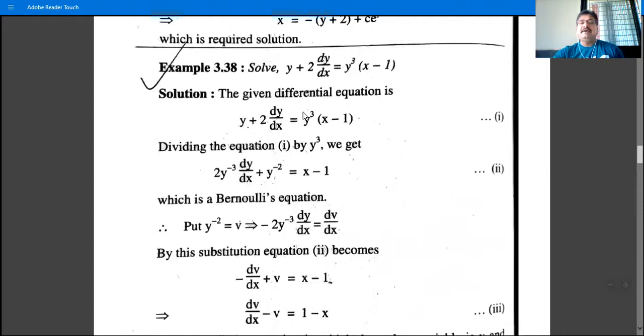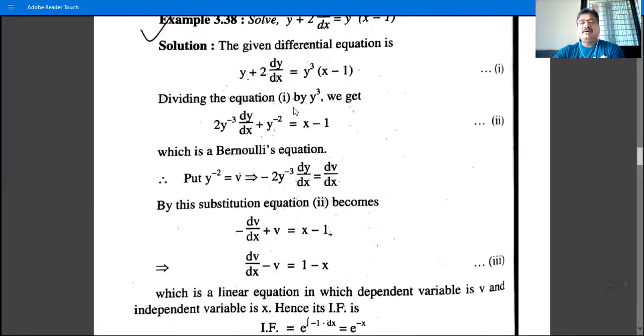So next problem is again of the same type. y plus 2 dy by dx is equal to y cube (x minus 1). The given differential equation is 2 dy by dx plus y is equal to this. So this is dividing by y cube, dividing by y cube. So we have 2 y raised to minus 3 dy by dx plus y raised to minus 2 is equal to x minus 1.